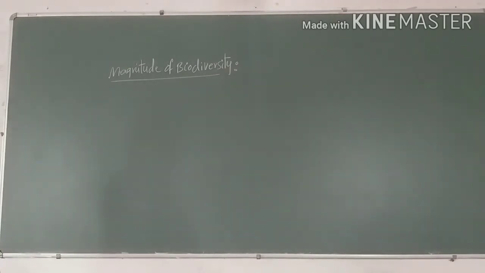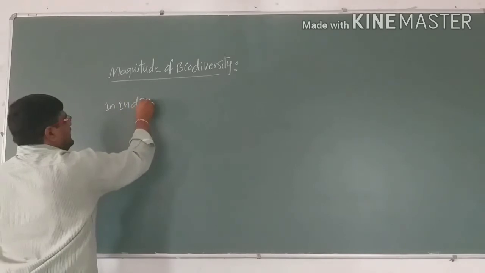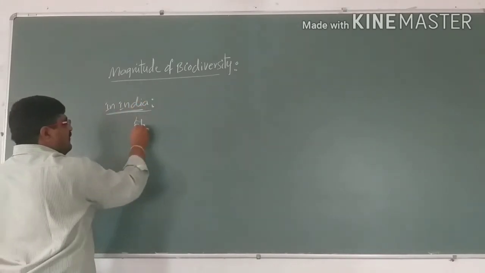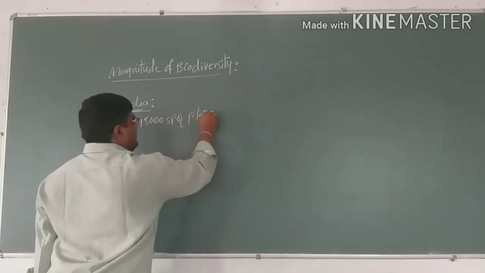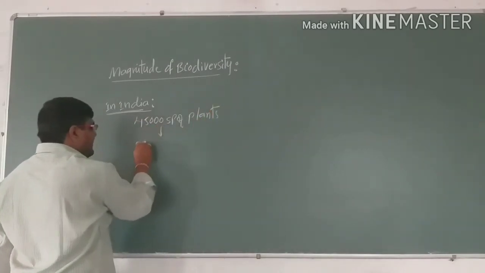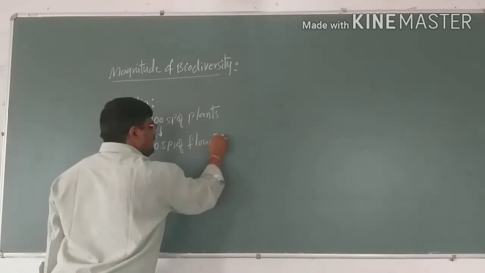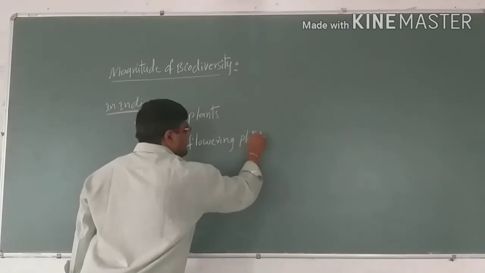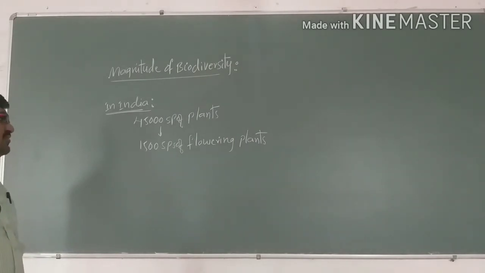Here in India, there are more than 45,000 species of plants present. Out of these 45,000 species of plants, there are 15,000 species of flowering plants.